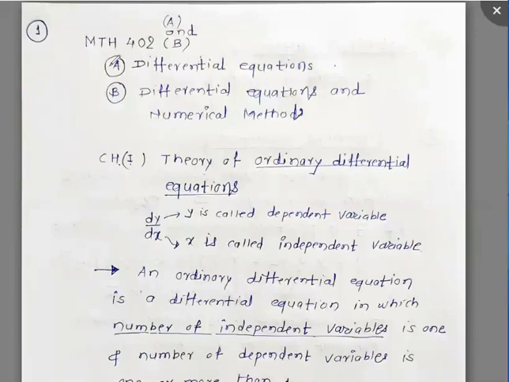Mathematics, paper number MTH 402A and 402B. The title for 402A is Differential Equations, and for MTH 402B the title is Differential Equations and Numerical Methods.